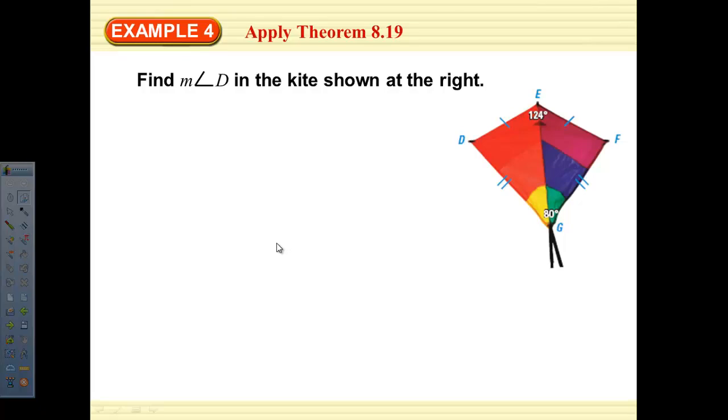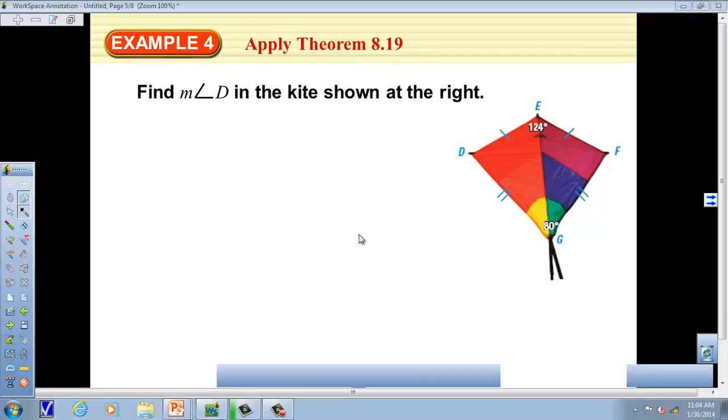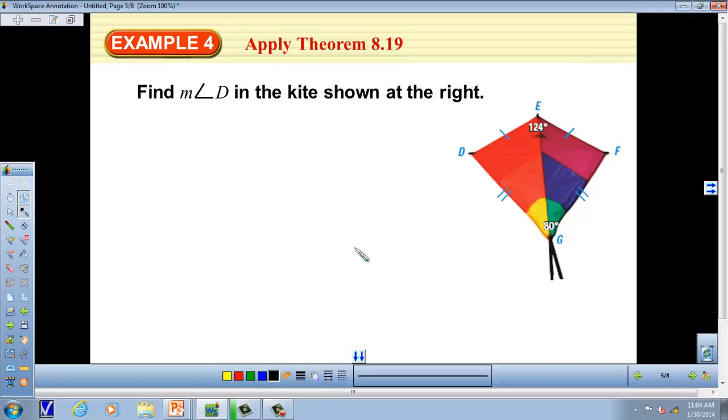In this last example for this section, we're going to look at kites, and we want to find the measure of angle D. One of the properties of kites, first of all, is that we have two sets of consecutive sides that are congruent. So instead of the ones opposite being congruent, we have the ones next to each other. One set are congruent, and then another set are congruent. The other thing we know is that there's exactly one pair of congruent angles.